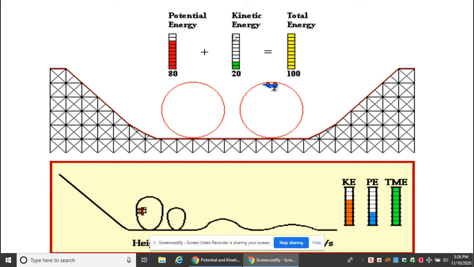So let's follow the path of this race car. At the top of the ramp, high potential. As it goes down, it's converted into kinetic.